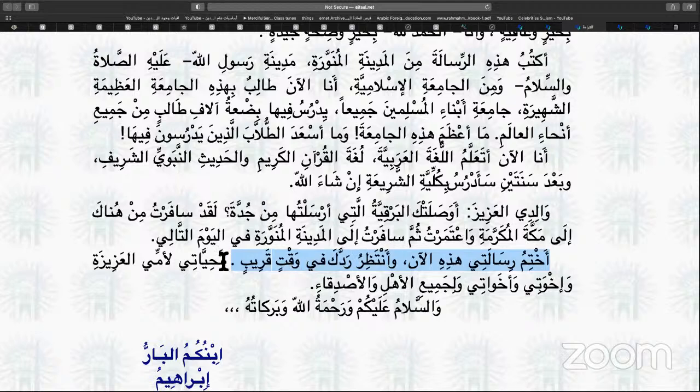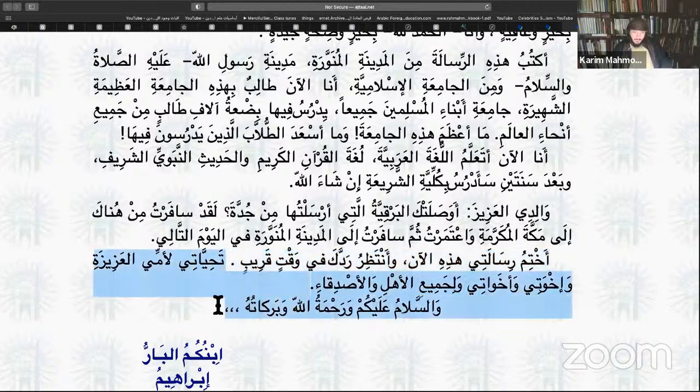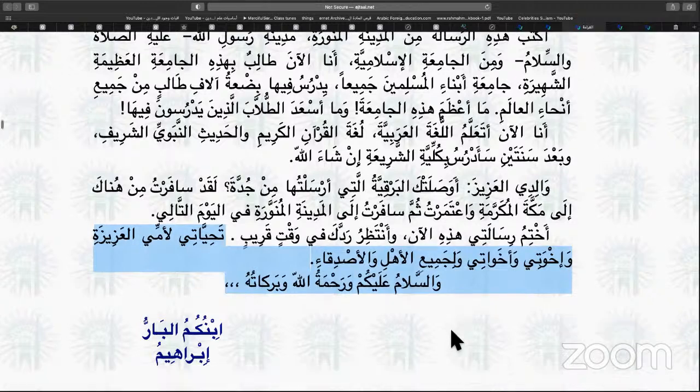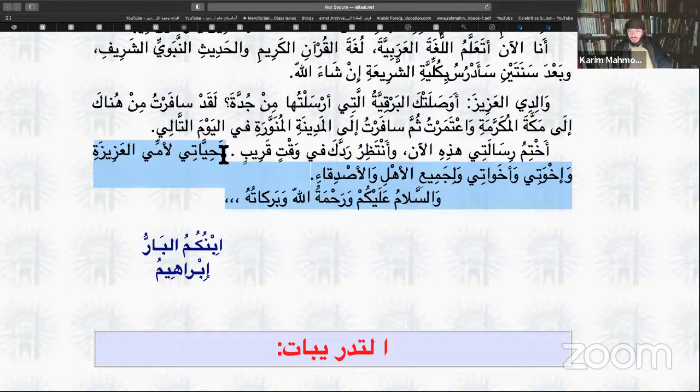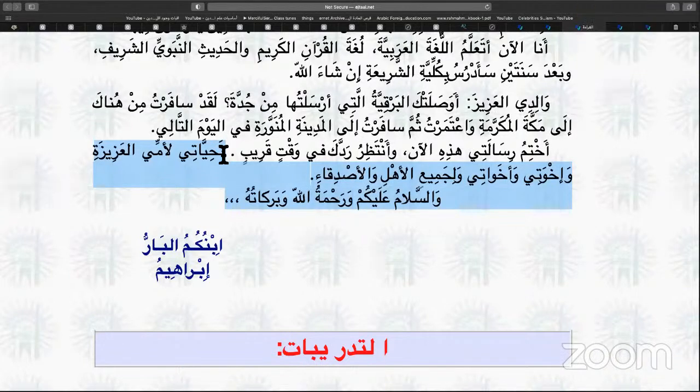نعم. سليمان. وإخوتي وإخواتي والجميع. Read from here. Read the whole thing. تحياتي لأمي العزيزة وإخوتي وأخواتي والجميع، الأهل والأصدقاء، والسلام عليكم ورحمة الله وبركاته.